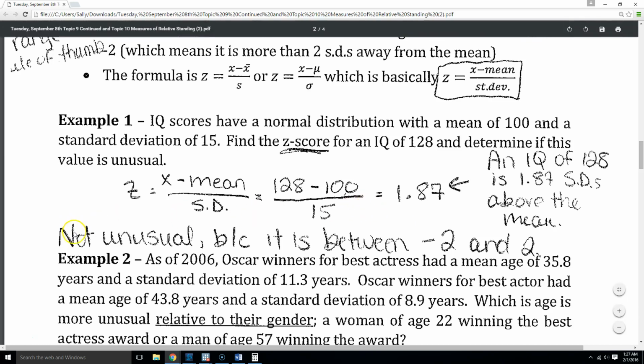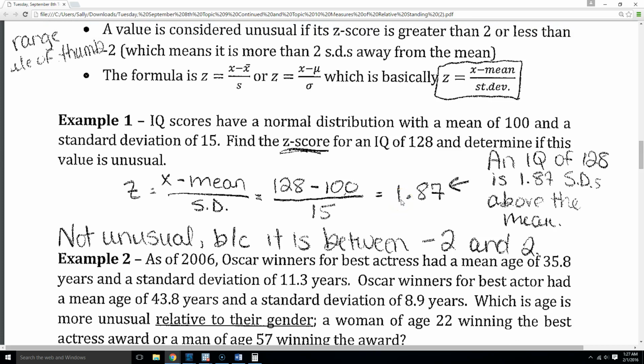So this is not unusual because it's in between -2 and 2. This is the range rule of thumb again, except instead of having the standard deviation given to you, you'll be working with it using the z-score. So 1.87 is within normal range because we're close enough to the center of 0, which would be the z-score for the mean of 100, that we don't call it unusual.